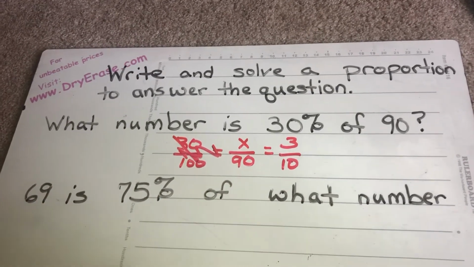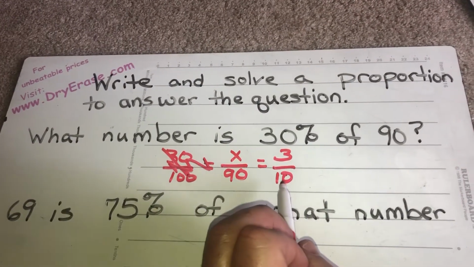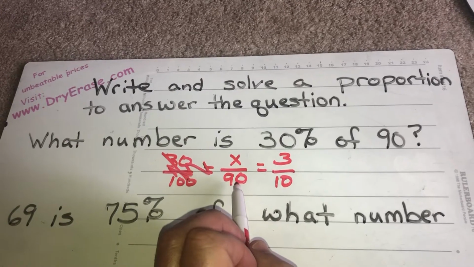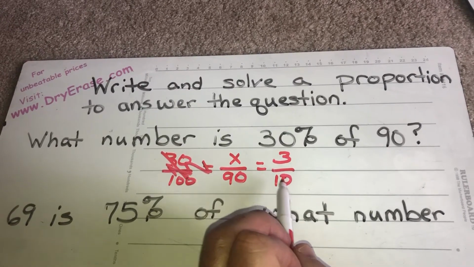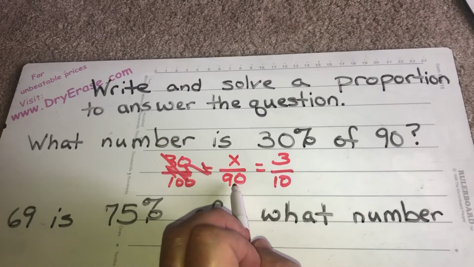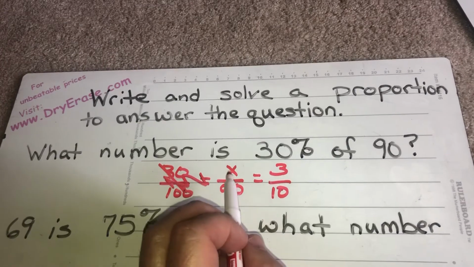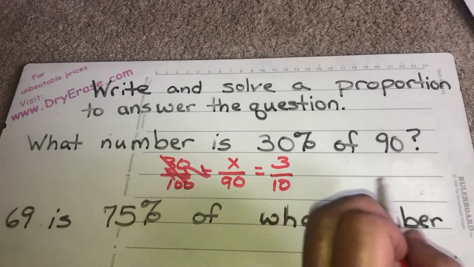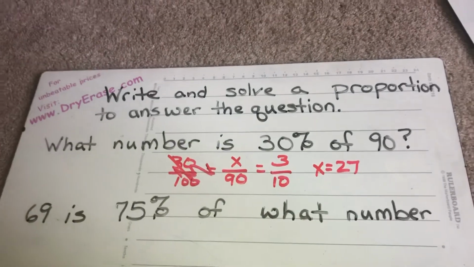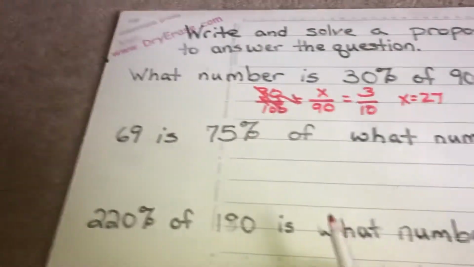So, well, I can do a variety of different things now. What I would think about is, what did I do to 10 to get 90? And, well, I did 10 times 9. So if I did 10 times 9 to get 90, I would have to do 3 times 9. 3 times 9 is 27. So that tells me that x equals 27. We'll show some other ways that you can solve the problem as well.